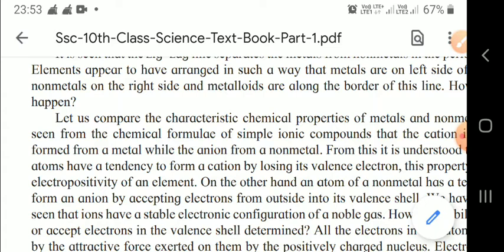So as a combined effect of these two factors, metals have a tendency to lose the valence electron to form cations having a stable noble gas configuration. Why are we saying noble gas? Because noble gases are inert gases. They don't react because in the outermost shell they already have 8 electrons. So this tendency of an element is called electropositivity, or the metallic character of that element.